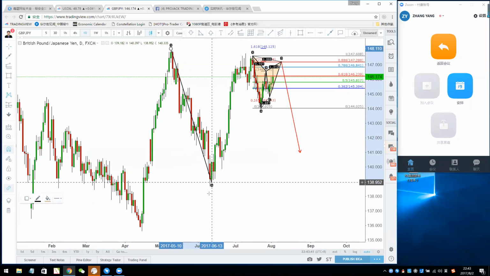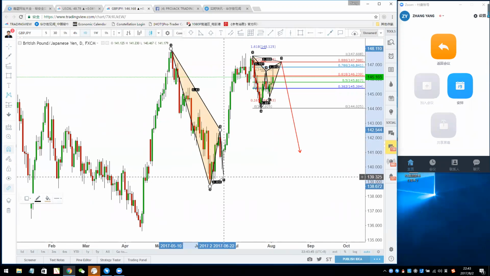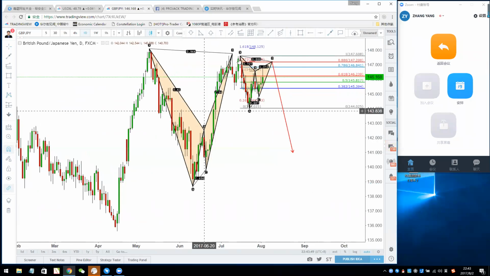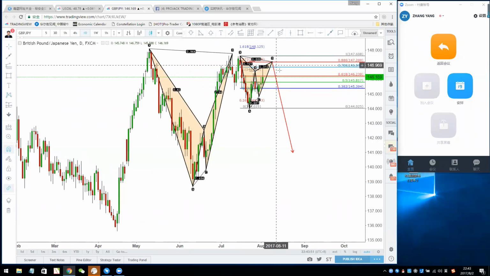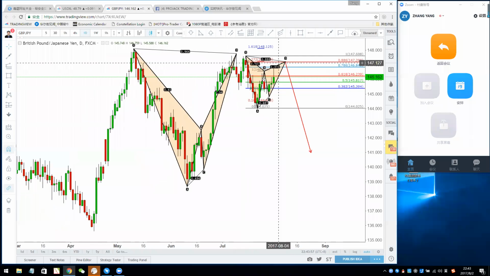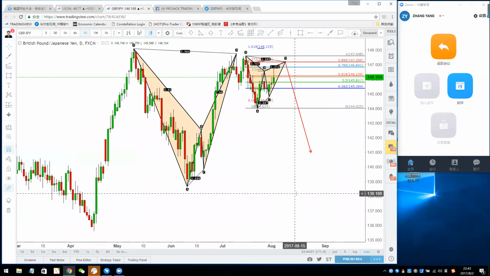Remember last time we shorted from 147.60, right? This pattern is still working, right? The high is getting lower, and it breaks down. So now the price pulls back again. So you want to short the Sterling Yen in a long-term direction.